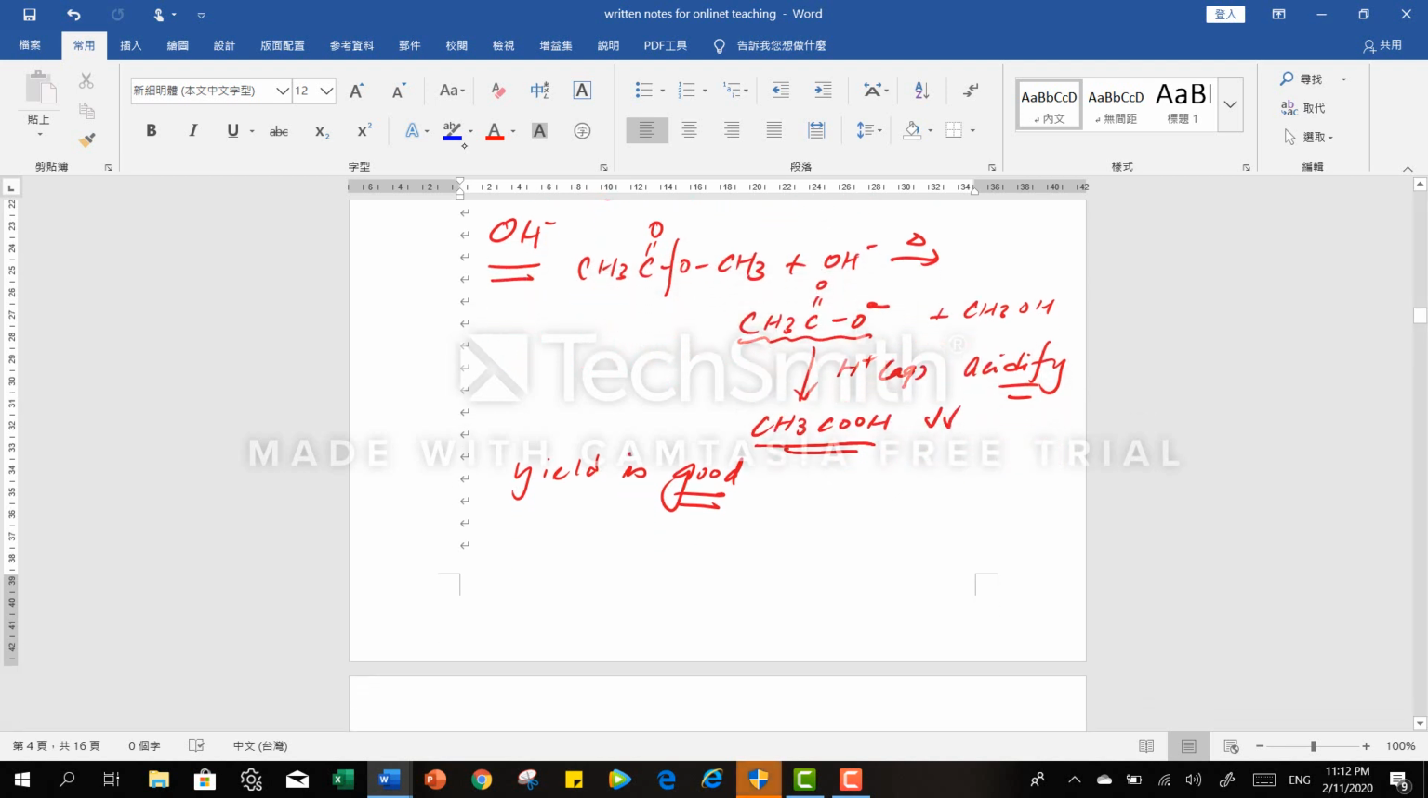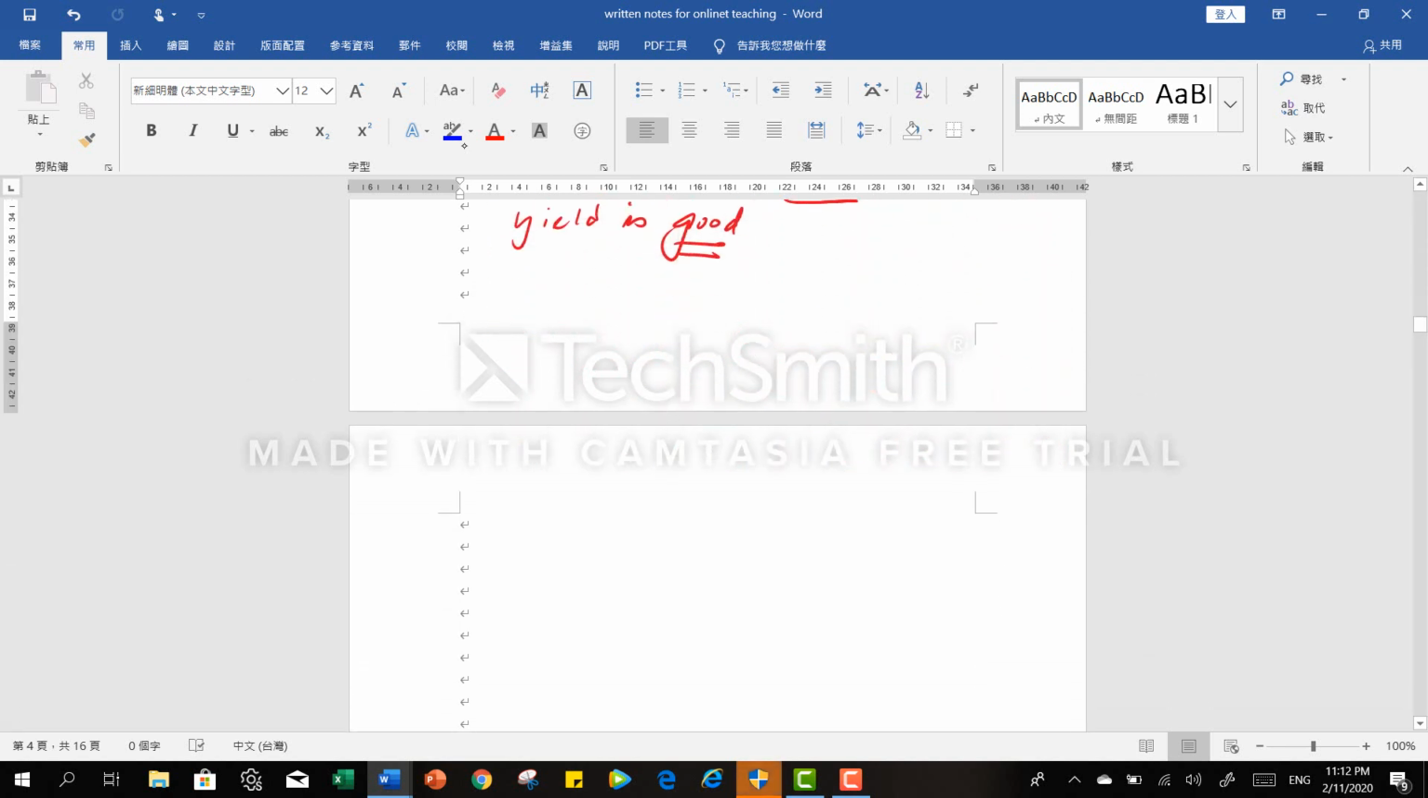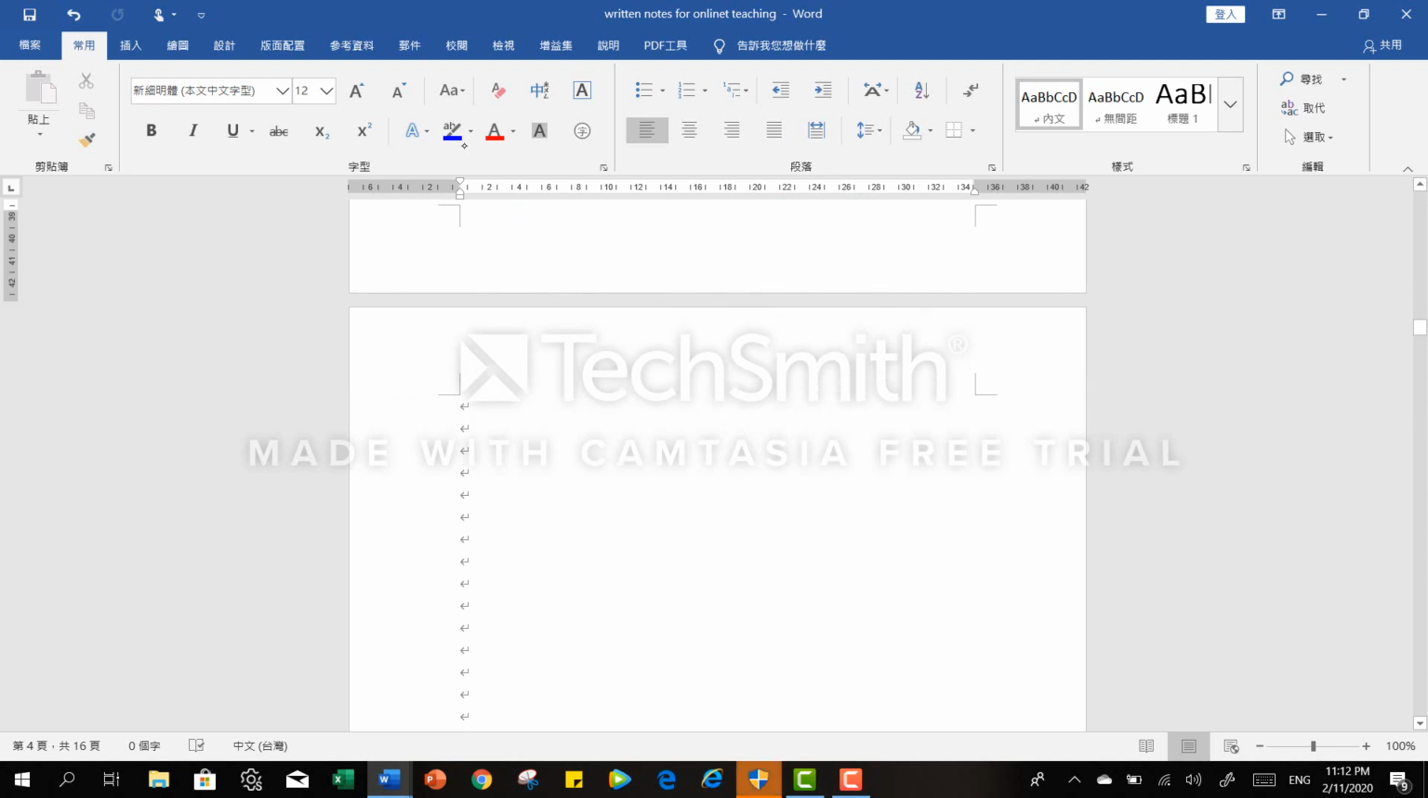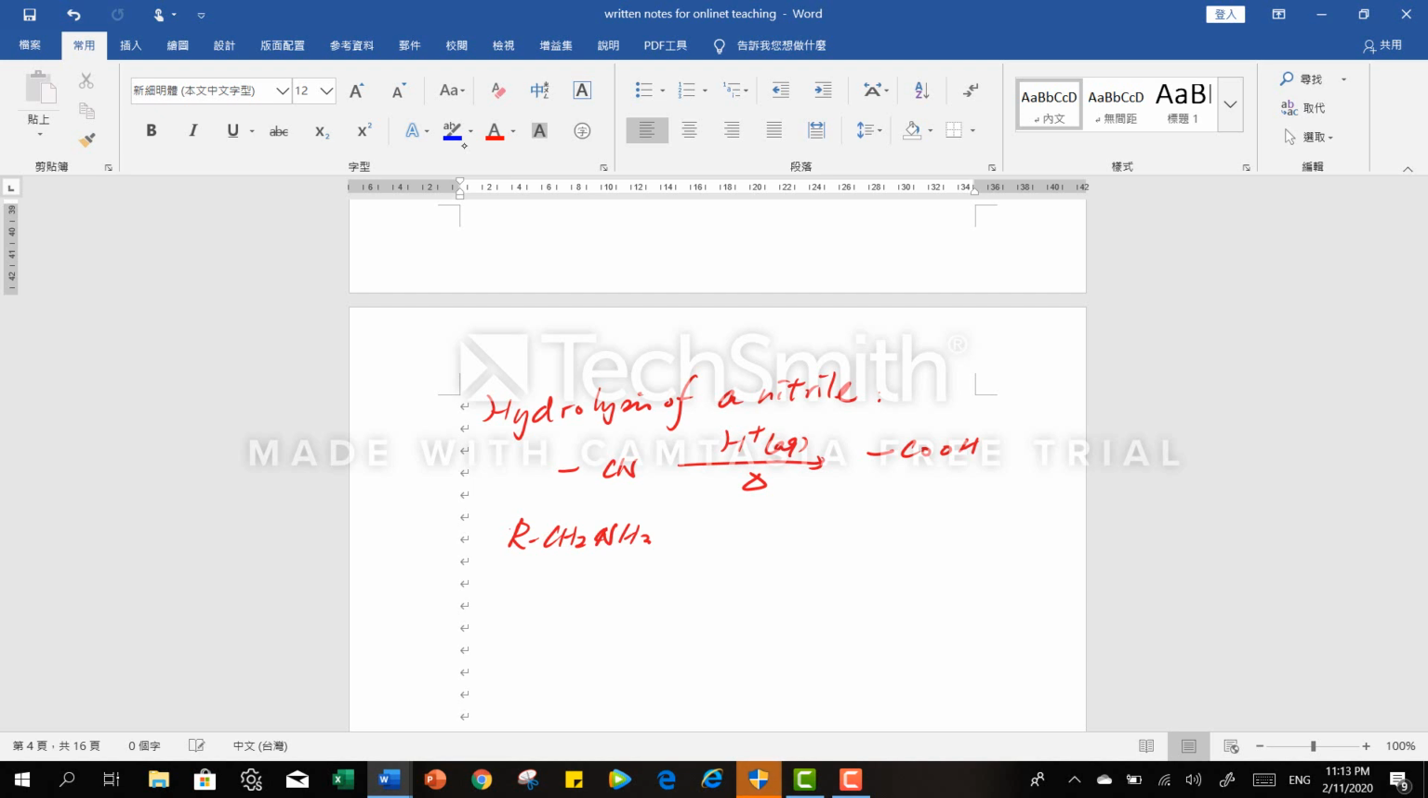Okay, cool. Now then the third reaction is hydrolysis of a nitrile. Now this is also very easy. You just turn the CN, when you boil it in acid, reflux, or heat it, this group will become COOH. Okay, so I give you an example.